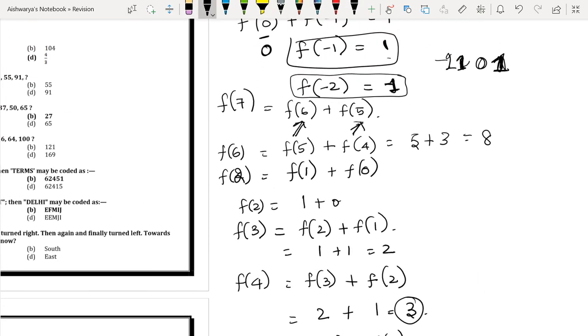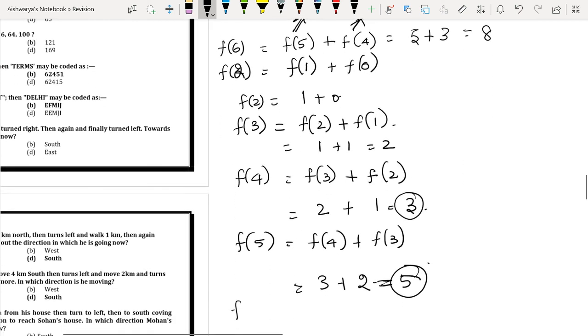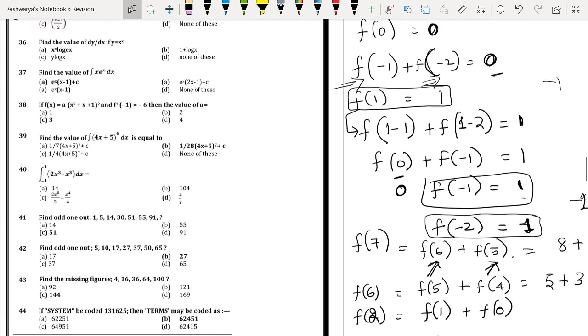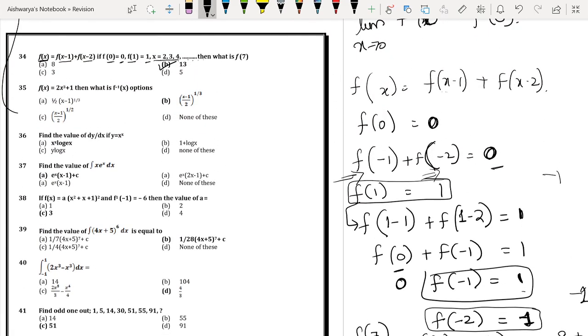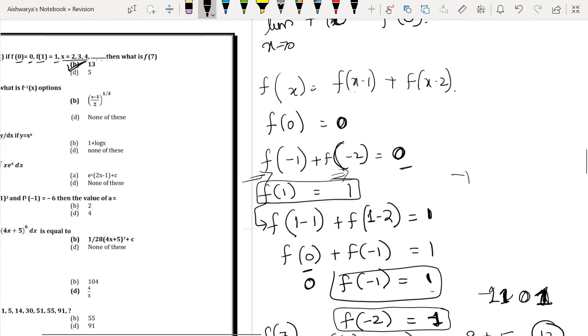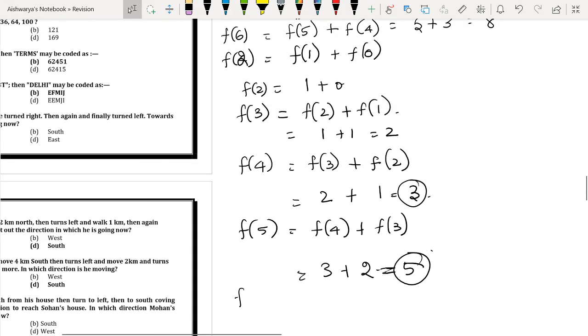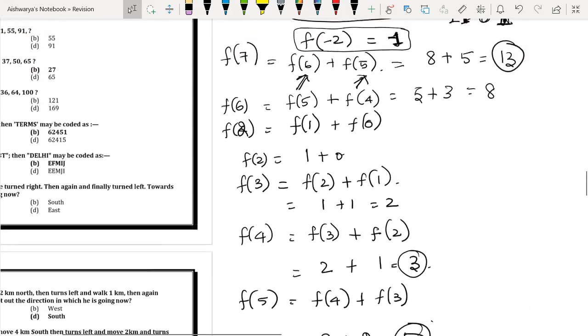Now I'll go back and substitute here. F of 6 is 8 plus f of 5 I got here, the value is 5. So 8 plus 5, the answer is 13. Okay, you have this answer 13 here. Are we clear? We just had to go backwards and calculate. That is the problem.